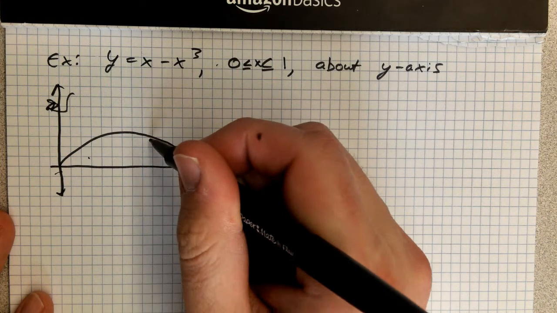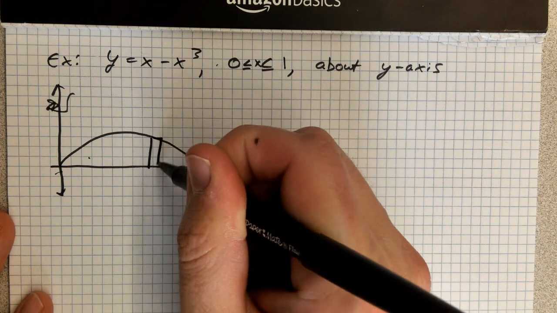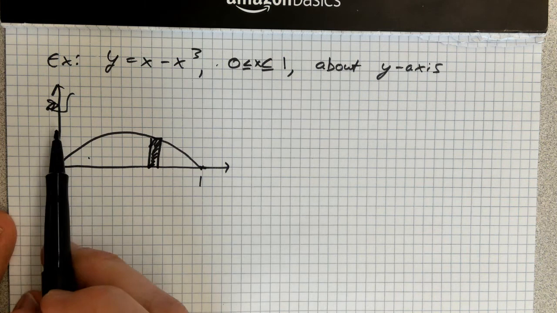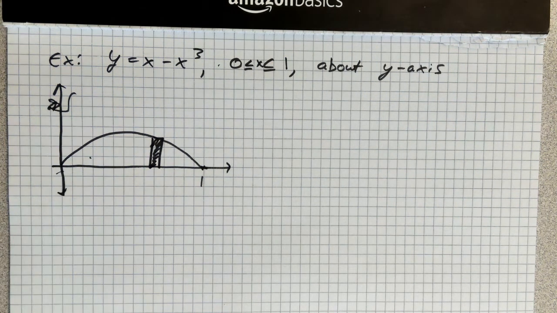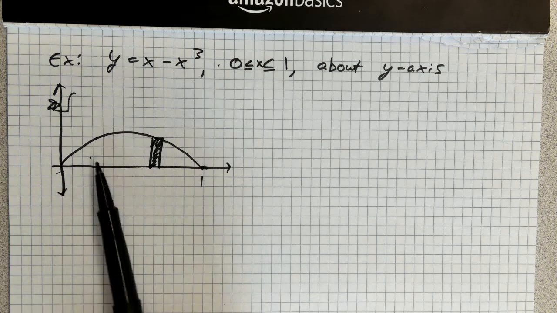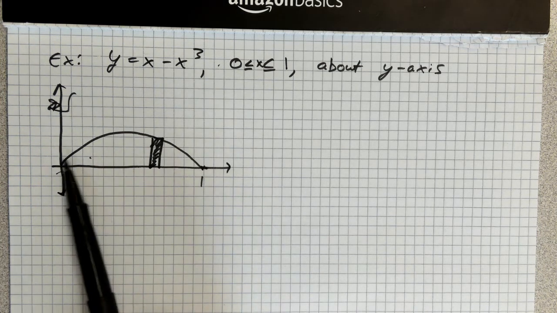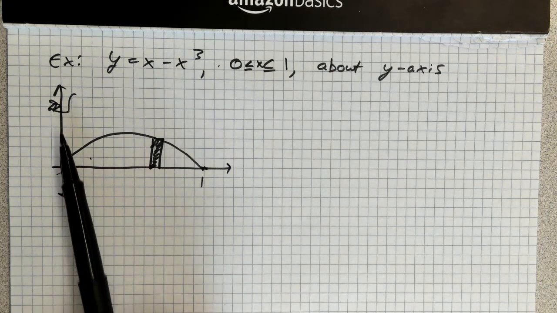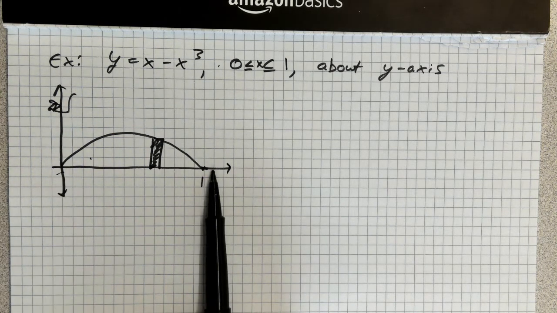And so if you draw in the representative rectangle, you can see that it's parallel to the axis of revolution. And sometimes if you're trying to figure out whether you should be in x or y, you should think, if I was trying to find the area, which form, x or y, would be easiest? So if I was trying to find this area, the easiest way would be to integrate from 0 to 1 of x minus x cubed. So if that's the case, then when you rotate it, it's probably going to be easiest to keep it in terms of x as well.